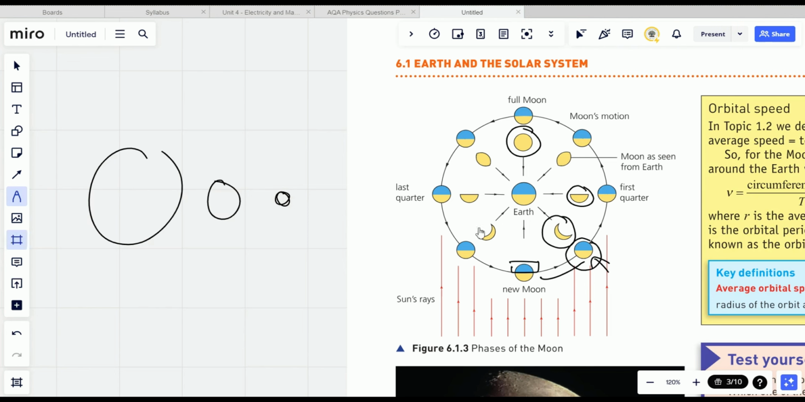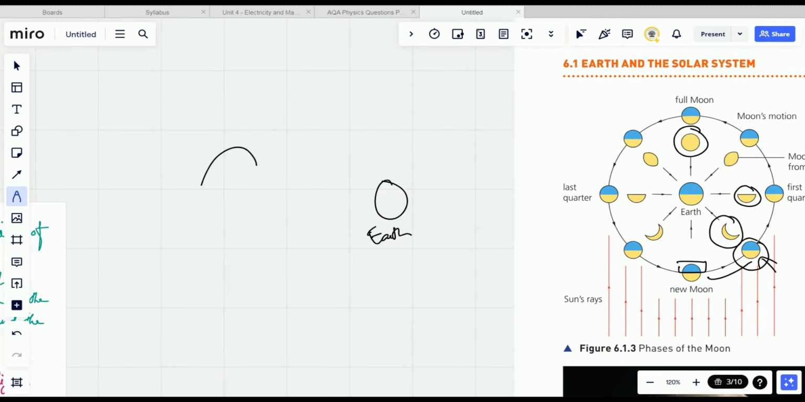And in a new moon, what's the case? In the new moon, the earth is here, the sun is here, and the moon is in between the sun and the earth. So it becomes completely dark from here. This part of the moon is completely dark.